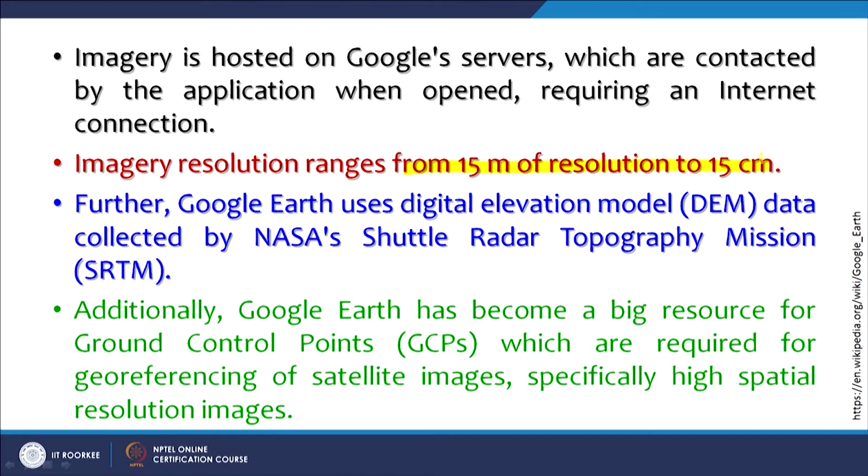So as soon as you open and select the area to study or see on your screen, these images start coming through the internet, and resolutions vary from 15 meter to 15 centimeter. But this 15 meter is in some sense not true, because Landsat MSS images are available which have a resolution of about 79 meter, or roughly 80 meter. So spatial resolution varies from 80 meter to 15 centimeter.